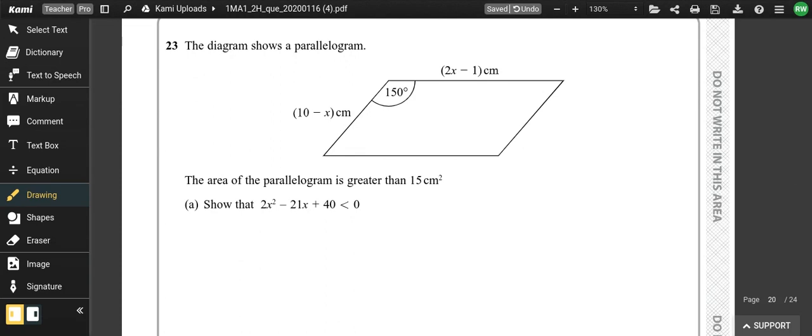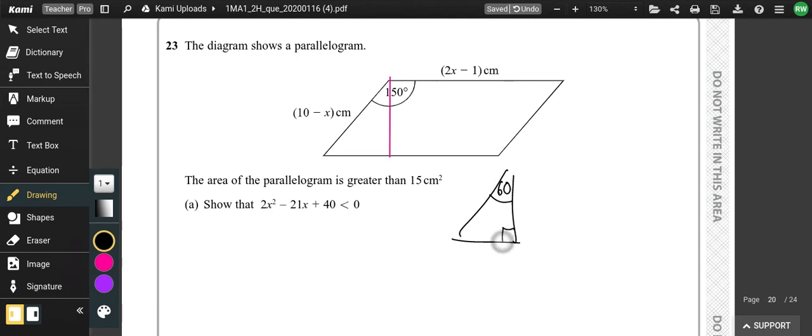Okay, 23, the diagram shows a parallelogram. Find the area. Okay, so area of parallelogram is base times height. So we need that height there. So let's draw another triangle here. 150 minus 90 is going to leave 60 in there. And this is the hypotenuse.